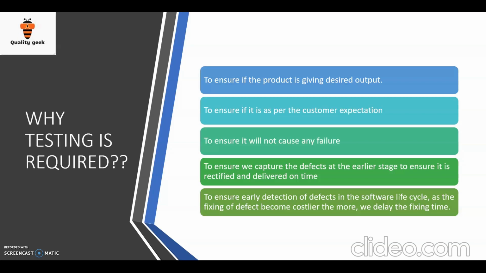And the next thing is to ensure we capture the defects at an earlier stage so that they are rectified and delivered on time. In the software industry, there is a saying: the earlier you find the issue, the easier and less expensive it is to fix. So it is always important to capture the defects at an earlier stage and get them fixed. And the next is to ensure early detection of defects in the software lifecycle, as fixing defects becomes costlier the more we delay the fixing time.